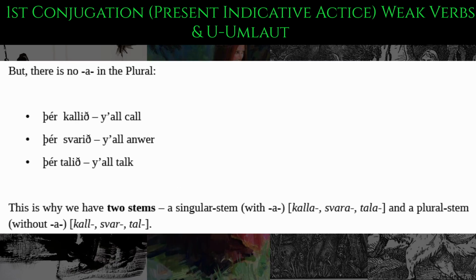But for the plural, there is no a. For example, their kalith, you'll call. Their svarith, you'll answer. And their talith, you'll talk. And this is why we have two stems: a singular stem with a, for example, kalla, svara, tala, and a plural stem without a, for example, kall, svar, tal.